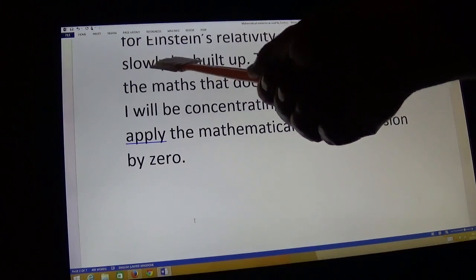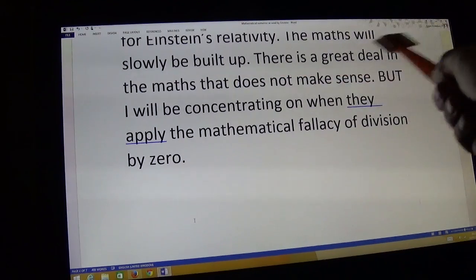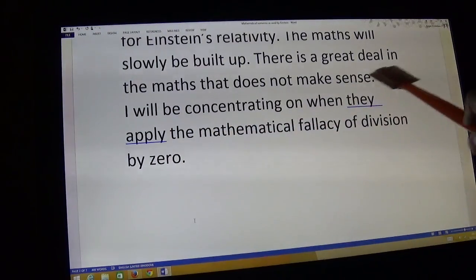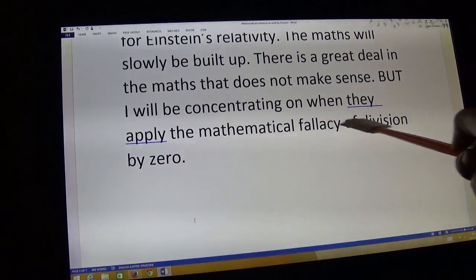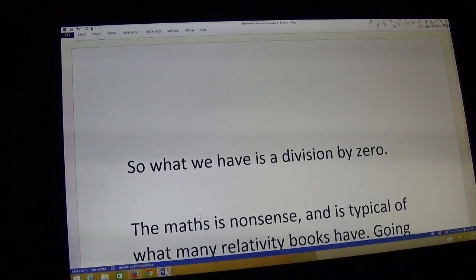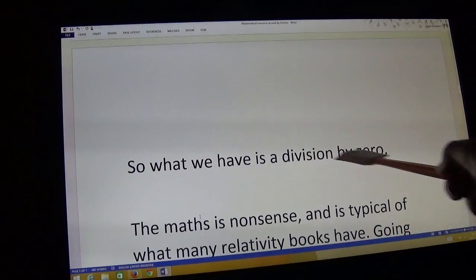The maths was slowly built up. There was a great deal in the maths that did not make much sense, but we concentrated on the bit where he decided to divide by 0. And that's when he committed the mathematical fallacy. So what we have is a division by 0.